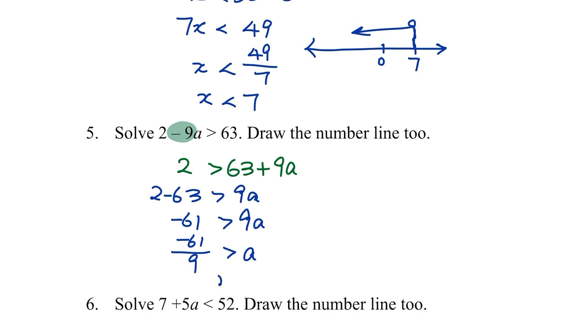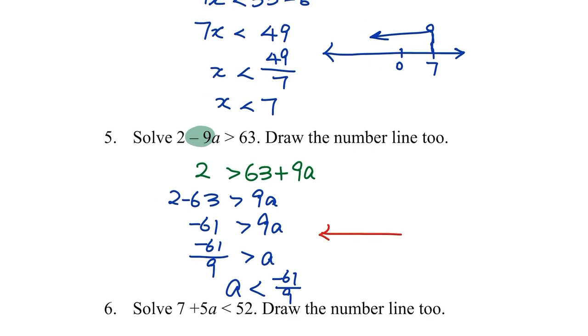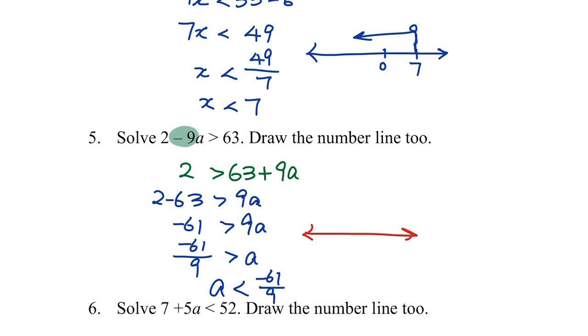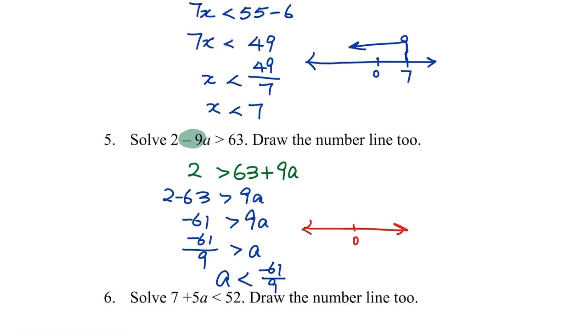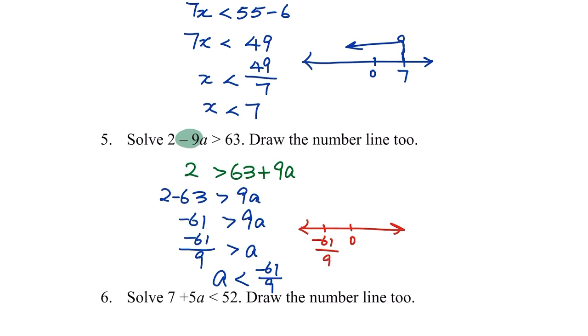Okay, so we can rewrite it. a is less than negative 61 over 9. Draw it. How do I draw it? Same thing. You have the line first, you have 0 in the middle, and is the number positive or negative? Negative. And then is it getting lesser or is it getting more? This says a is less than negative 61 over 9. So less than is on the left side or the right side? Yes, left side. And do I blacken the circle? No, because there is no equal sign. Cool. And then let's just continue.